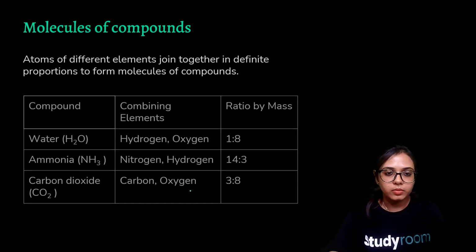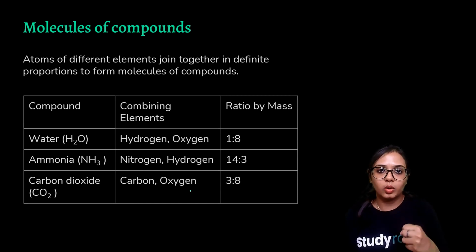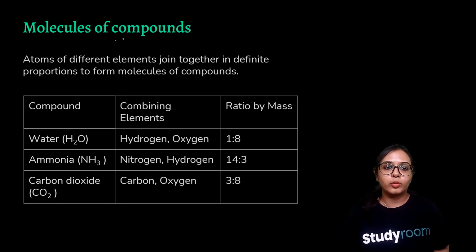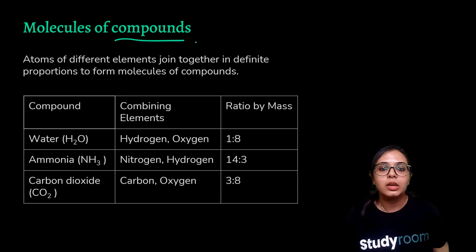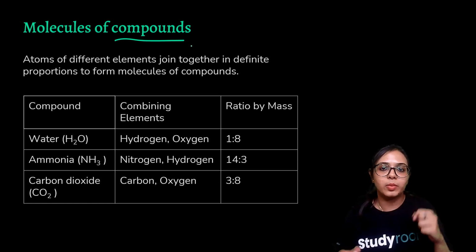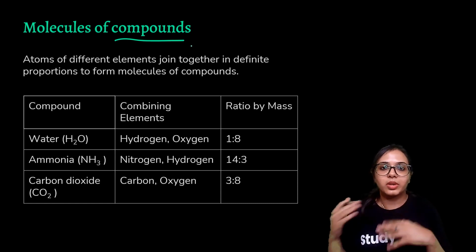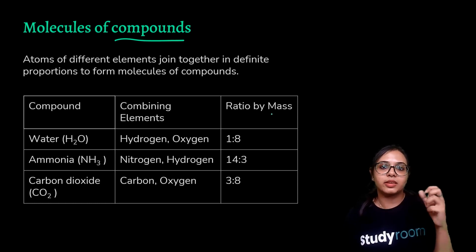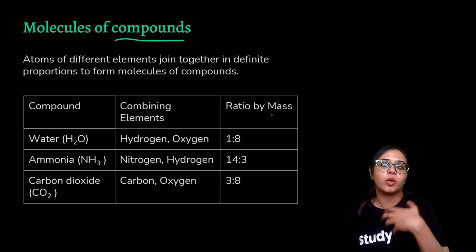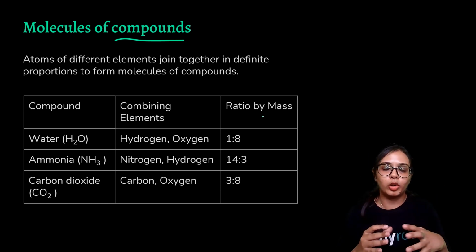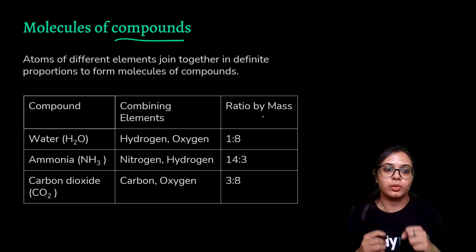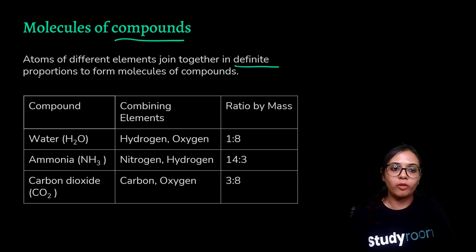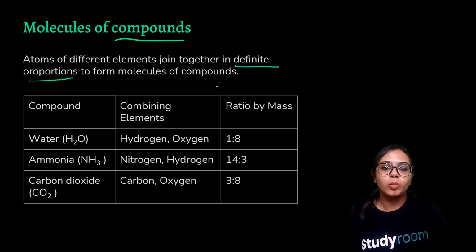Molecules of compounds. We saw how molecules of elements exist together, but what about compounds? If you remember the previous chapter, when two or more elements come together and undergo a chemical reaction, a compound is formed. So in a compound, we have atoms from one element and atoms from another element, and they come together to form a molecule, a very stable state. Atoms of different elements join together in a definite proportion, the law of definite proportions that we had read earlier, to form molecules of compounds.